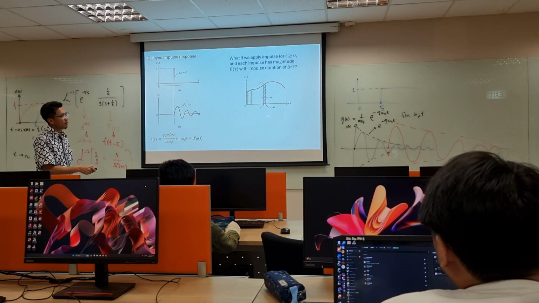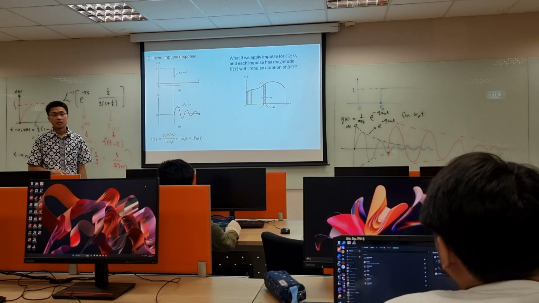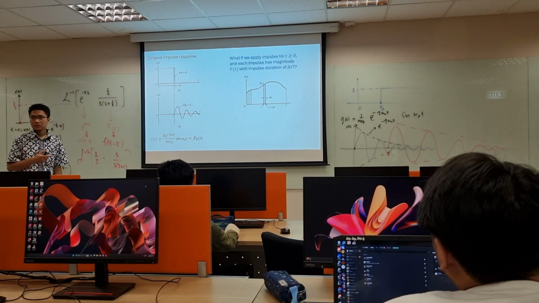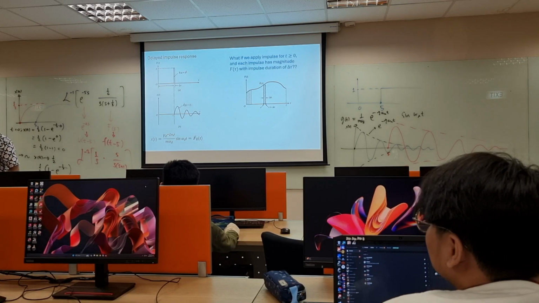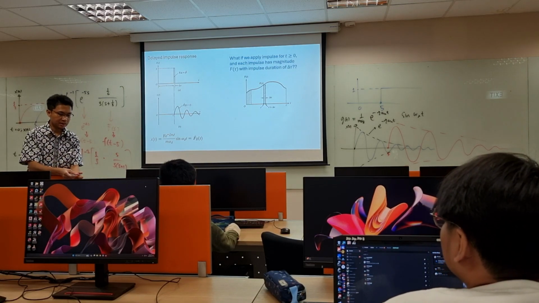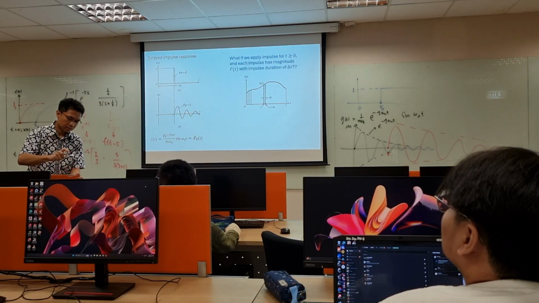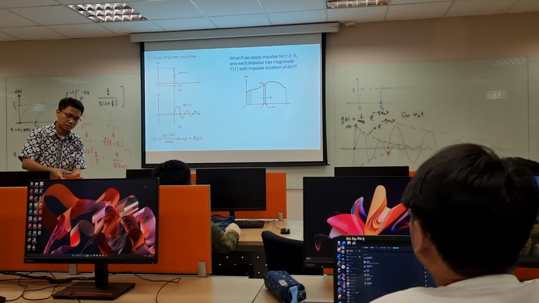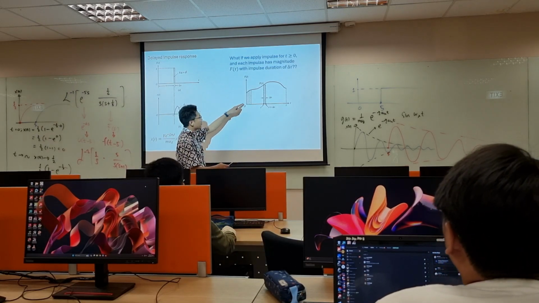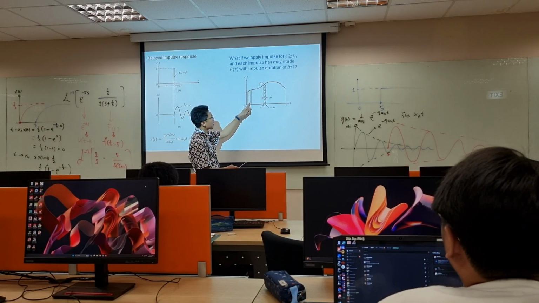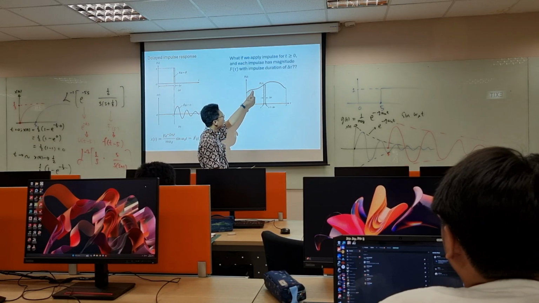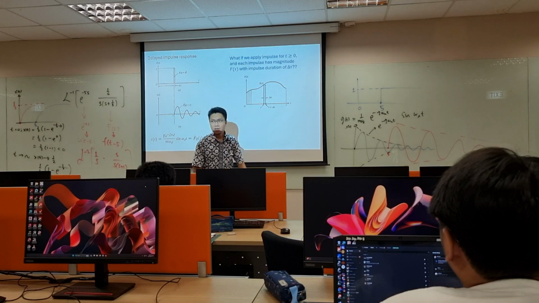The next question before coming to the convolution integral is what if we apply the impulse at every time? Every time we apply an impulse. The example is like this. I do this. So I give impulse here, and then there, there, there, all the way following this curve. What will happen? What do you think?